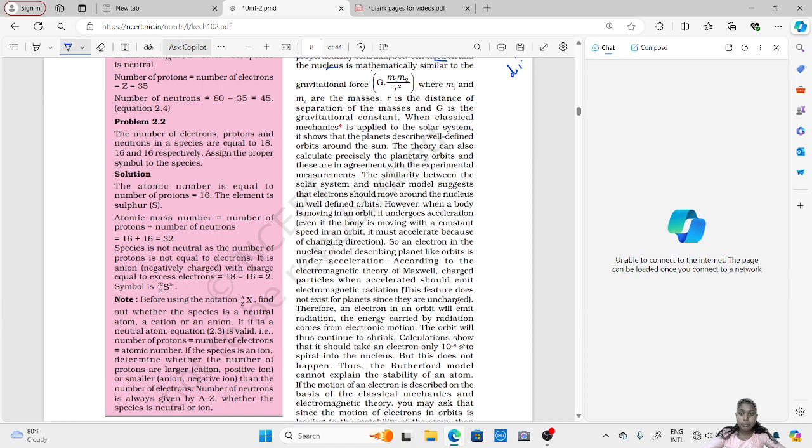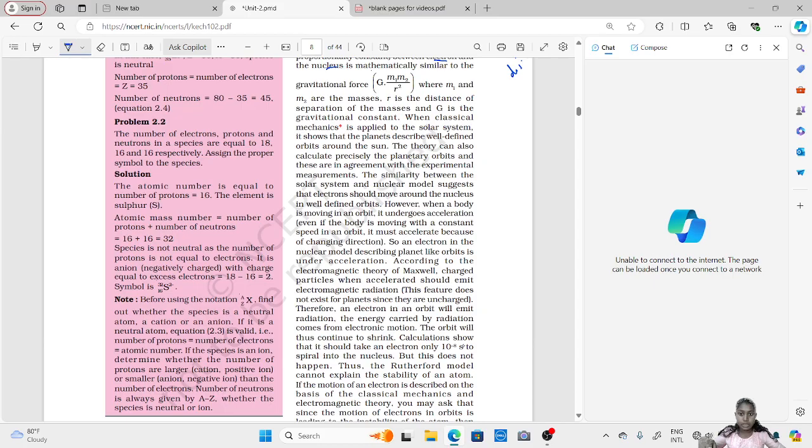So the similarity between the solar system and the nuclear model suggests that electrons should move around the nucleus in well-defined orbits. If we compare Rutherford's model with the solar system, it should also follow the same pattern, right? Like planets, electrons should also move around the nucleus in well-defined orbits.